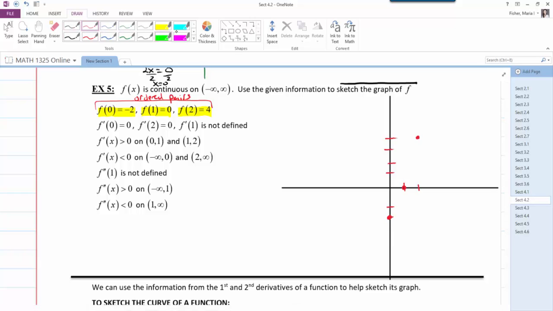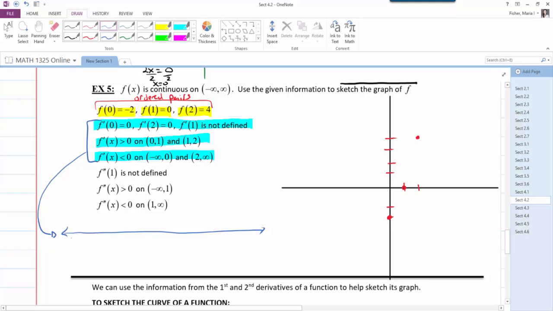Then I'm given information about my first derivative. So let's graph this on a number line. I'm told that my first derivative is equal to 0 at 0 and 2, and that my first derivative is not defined at 1. Those would be my critical numbers. I'm also told that the first derivative is greater than 0 on the interval from 0 to 1 and the interval from 1 to 2, and that it is less than 0 from negative infinity to 0 and from 2 to positive infinity. Remember, this is where f prime of 0 equals 0, where f prime of 1 is not defined, and finally where f prime of 2 is equal to 0.